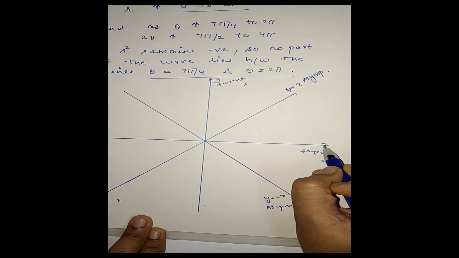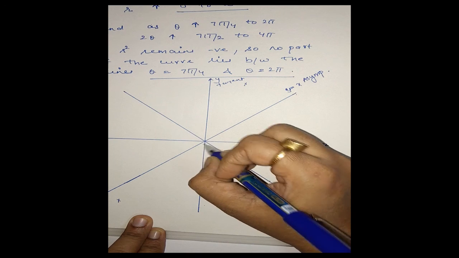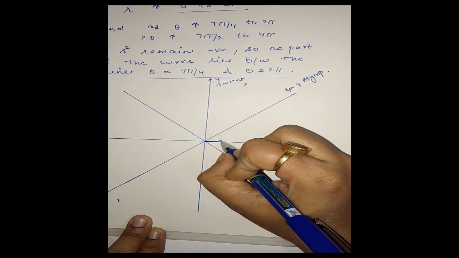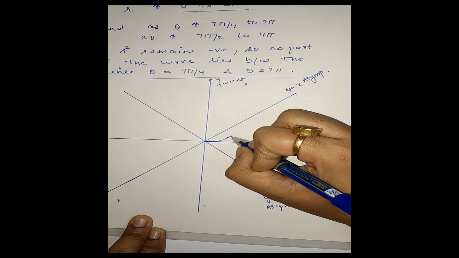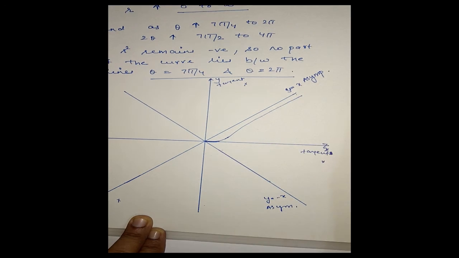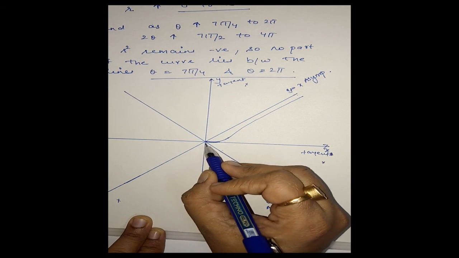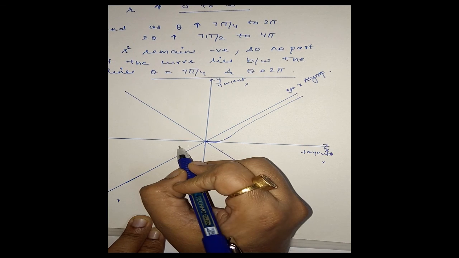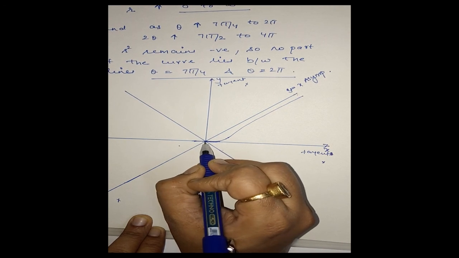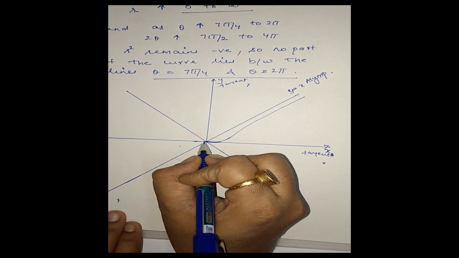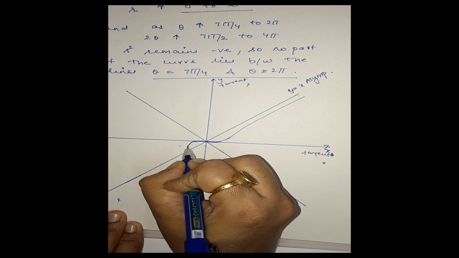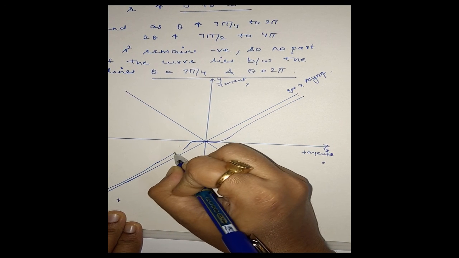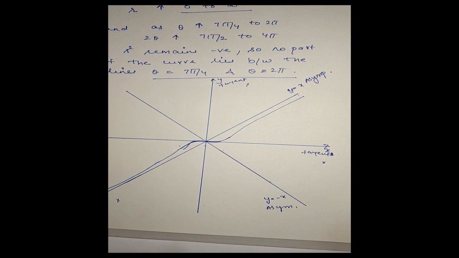Now this line is my tangent, this is my asymptote, and this x-axis is my tangent line. So I can draw my curve like this, and after this like this. Same way here, this is my tangent line. Here no part, here the curve lies, and this is my tangent line. Therefore this is my tangent line and this is my asymptote, so the curve will be like this.